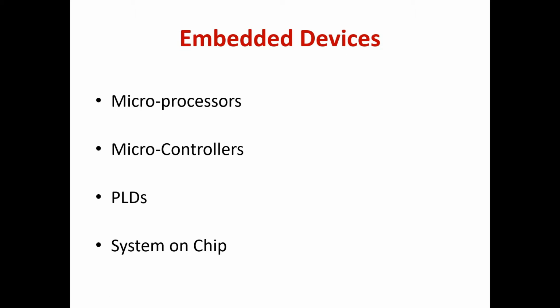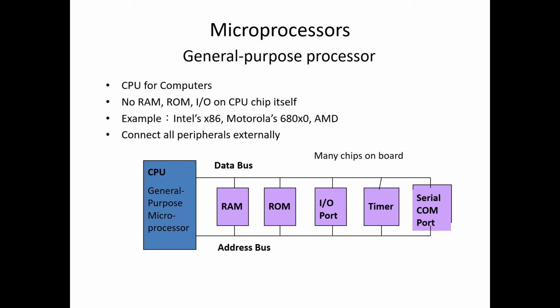We are looking at embedded systems from a beginner's perspective, and therefore we will skip the PLDs and system on chips from our discussion as of now. We'll just focus on microprocessor and microcontroller, and which one we are going to use, and we'll try to justify that. So let's see. A microprocessor is a general purpose processor.